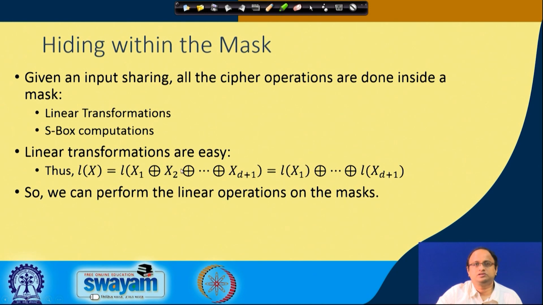For linear transformations, masking is actually very easy, because of this simple fact: if I break up x into the shares x1 to xd plus 1, then because the function L is linear, when I apply L on x1 XOR and so on till xd plus 1, that is equal to L of x1 XOR L of x2 XOR L of xd plus 1. Therefore, we can perform the linear operations on the shares. The moment you have broken up the input x into parts, you can apply the linear transformations on each of these parts separately, and when you combine these results, you get the correct output. So there is no problem in that case.